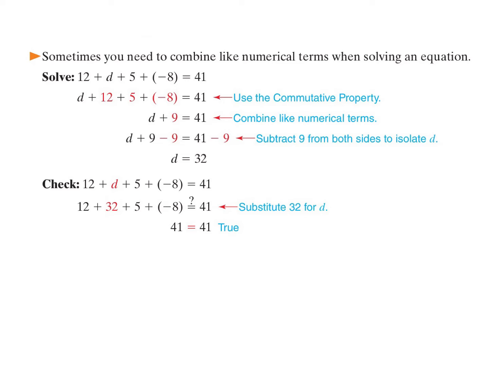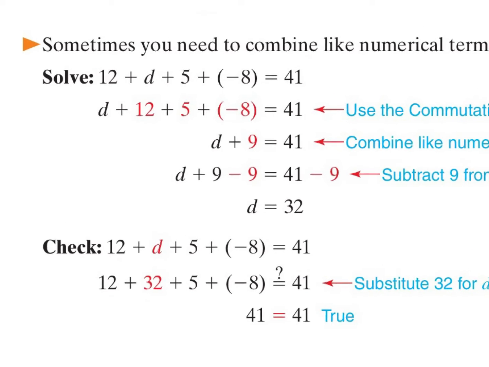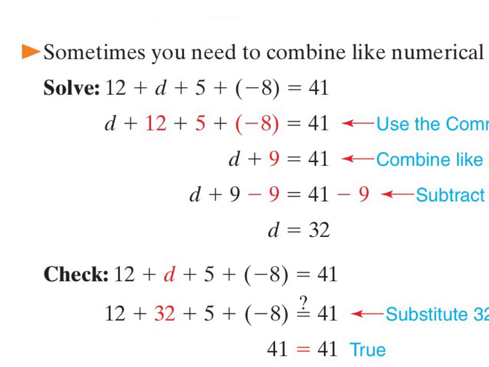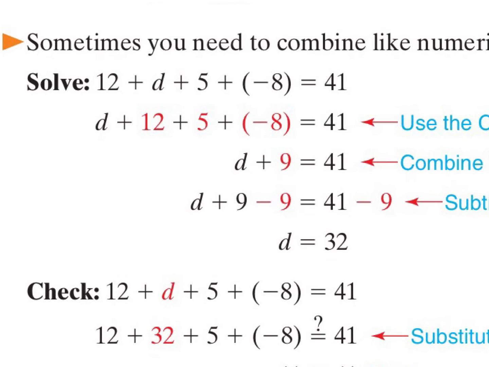The next thing they mention in your book is that sometimes we can combine like terms when we solve an equation. That's just going to make it to where we don't have as many steps. So if we're solving this problem, instead of saying, okay, now first I'm going to subtract 12 on both sides, that gets rid of the 12. Now I'm going to subtract 5. Now I'm going to subtract -8. That's several steps for us to do.